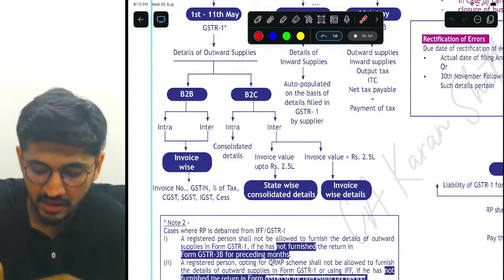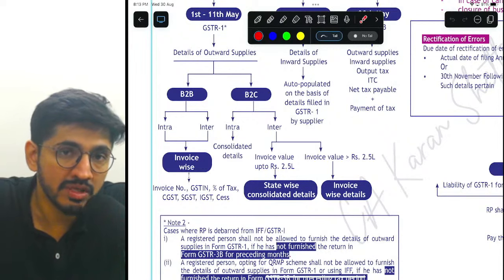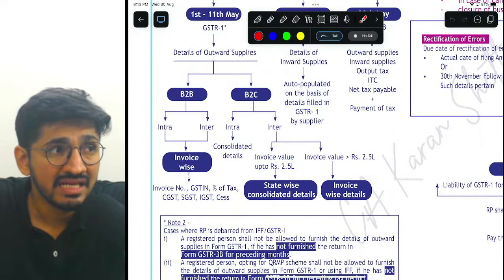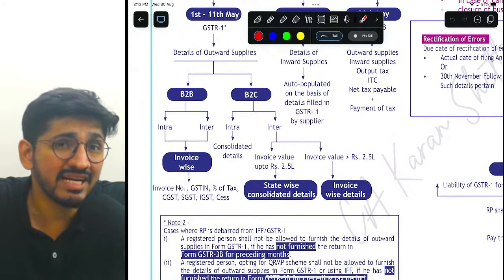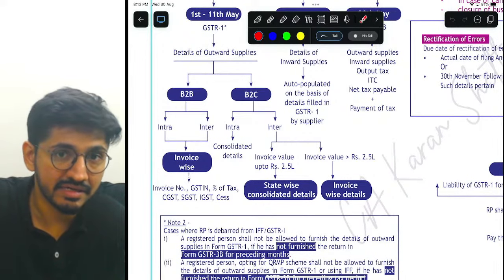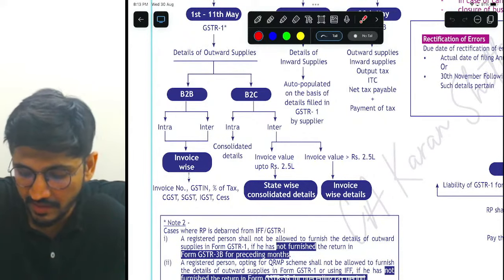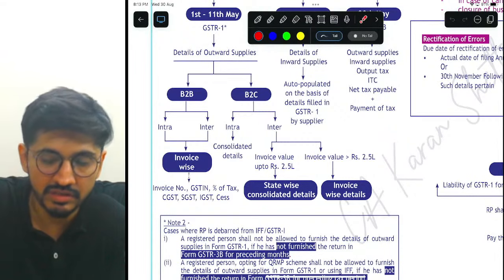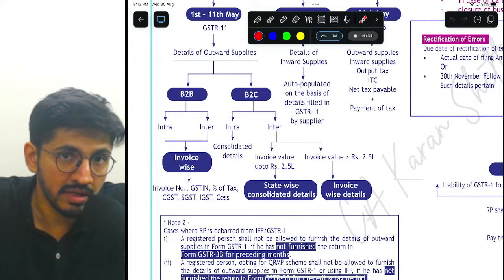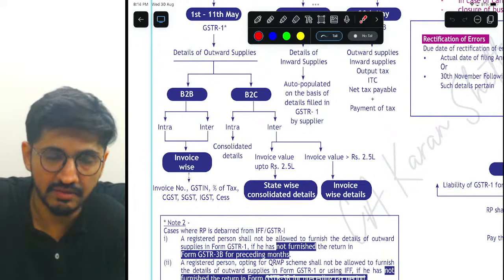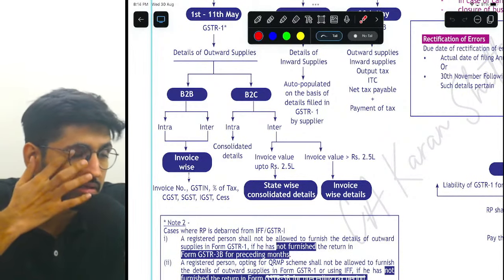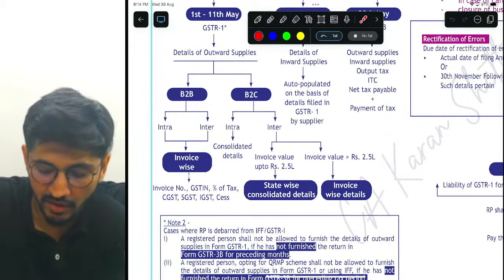Now interstate. If the invoice value is up to 2.5 lakhs, again there is consolidated detail, but this is state wise consolidated detail. But when we talk about invoice value which is greater than 2.5 lakhs, then in that case, there will be only invoice wise details. So that is something that needs to be taken care of.